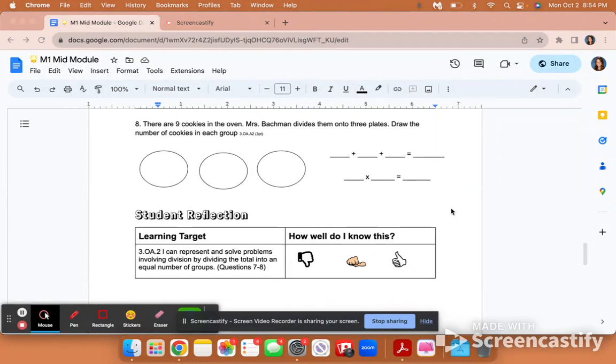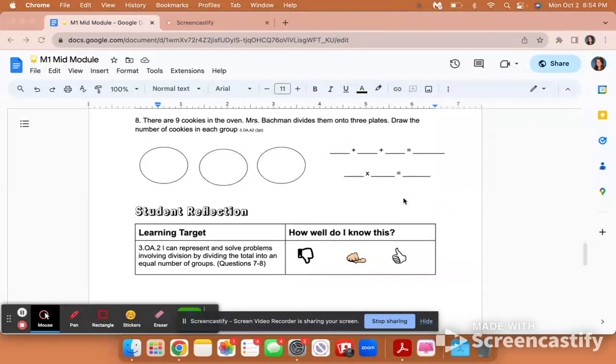Number 8 says there are 9 cookies in the oven. Mrs. Bachman divides them onto 3 plates. Draw the number of cookies in each group. So we have your 3 plates for you, and then you've got to put your cookies in them yourself. You can draw them however you want. And then you're writing an addition equation that represents it and a multiplication equation that represents it as well.